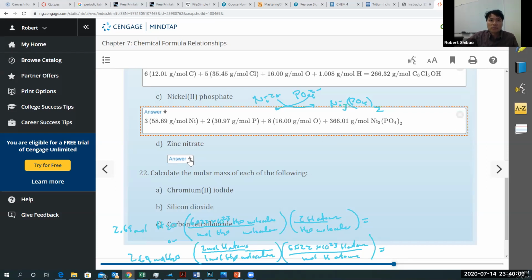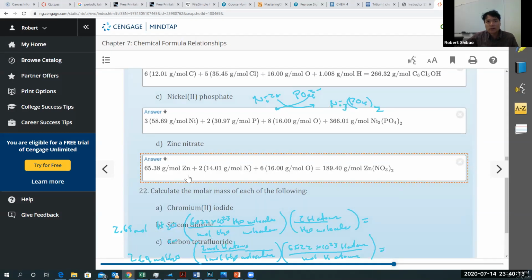Zinc nitrate has 1 zinc and 2 nitrates. And so 1 zinc and 2 nitrates. Each nitrate has 1 nitrogen, so there's 2 nitrogens, and then 3 oxygens each, so 6 oxygens altogether. This is zinc nitrate here.